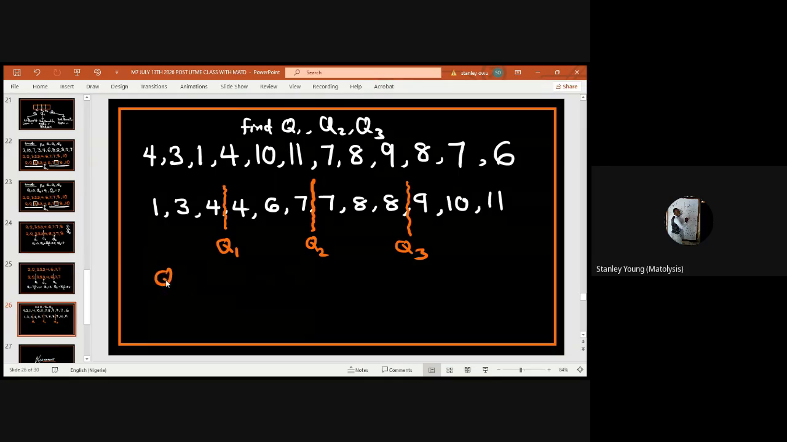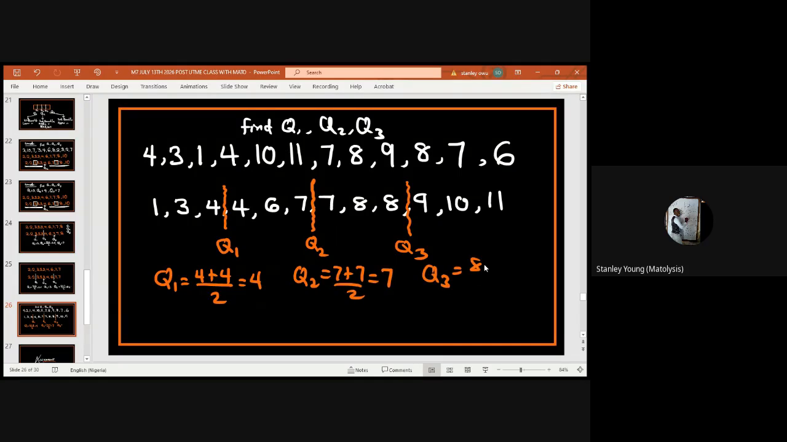Q1 is equal to 4 plus 4 divided by 2. That's 4. Q2 is going to be 7 plus 7 divided by 2, and that's 7. Q3 is going to be 8 plus 9 divided by 2, and that's going to be 8.5. So Q1 equals 4, Q2 equals 7, Q3 equals 8.5.